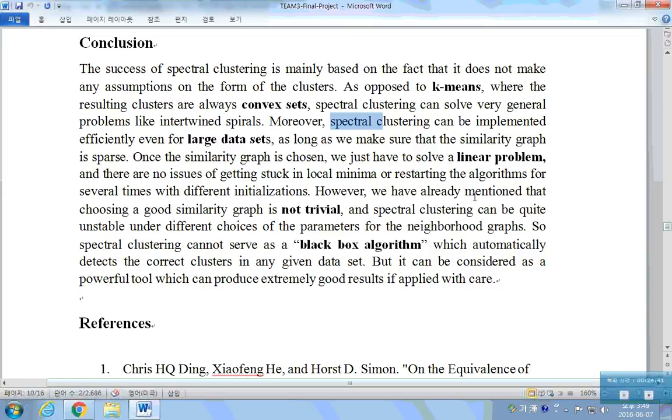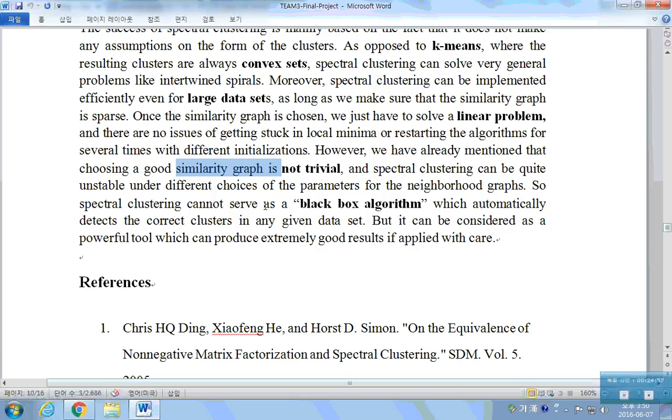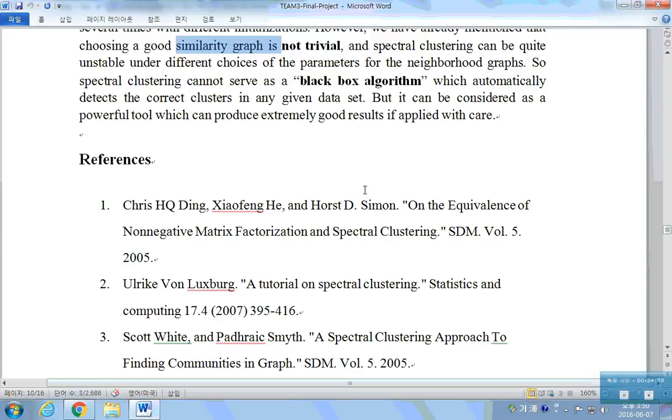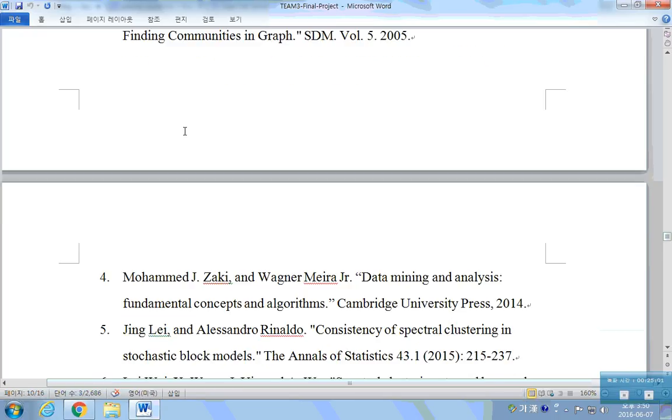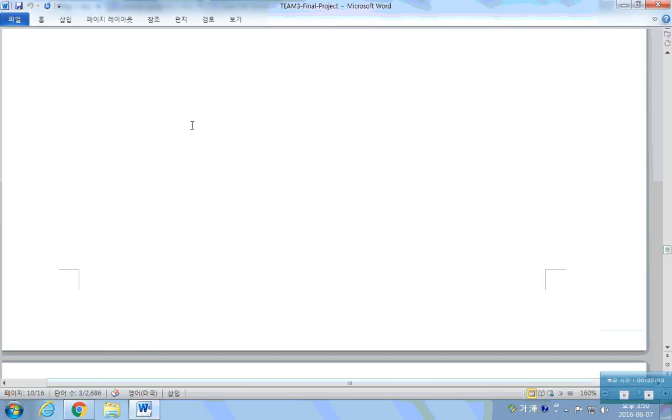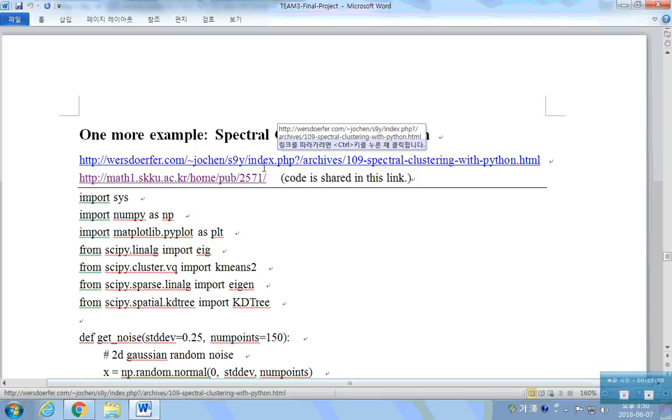But as already mentioned, choosing a good similarity graph is not trivial. We have to find a suitable similarity graph, then our output looks better. And here are some references, and here's one more example with Python.